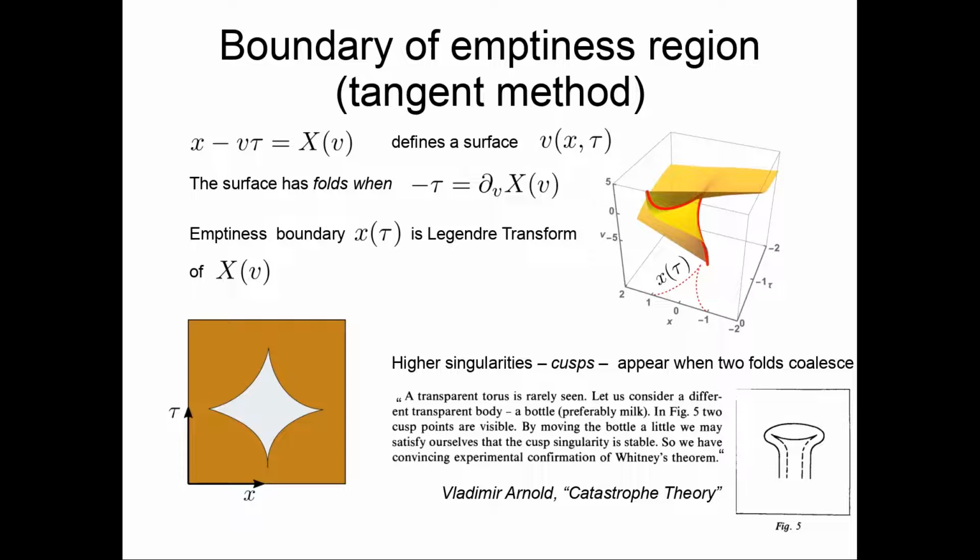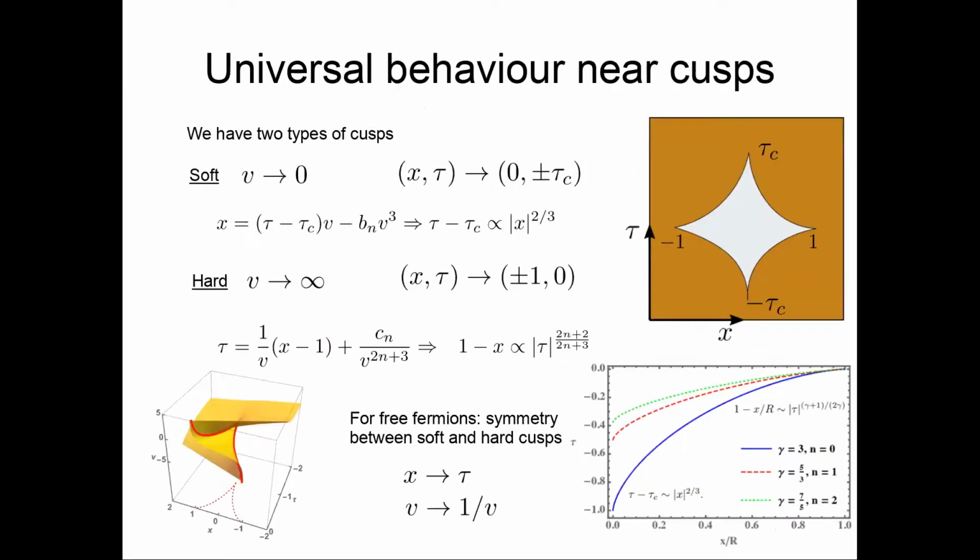All this construction, essentially optimizing over possible values of velocity to find the proper position of this boundary curve, is nothing but saying that the function x of v, which I found using this machinery of analytic functions, and the boundary curve x of tau are Legendre transforms of each other.